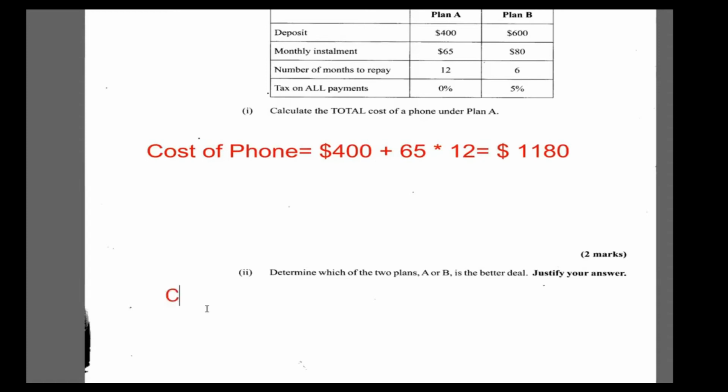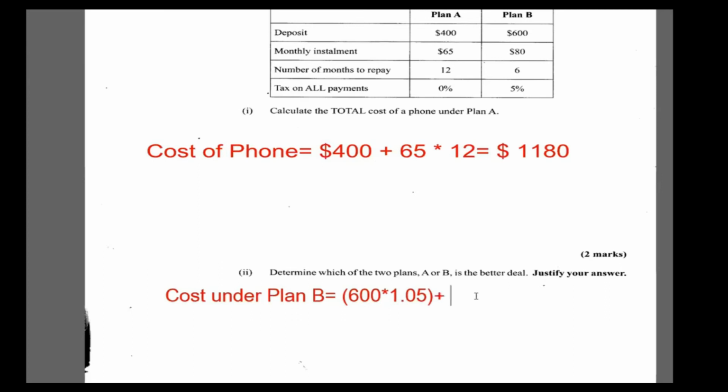So the cost under Plan B, it says you pay a tax of 5% on all payments. That means you're going to pay 5% on each monthly installment and 5% on each deposit. So what that means is first you're going to pay $600 times 1.05. Why did I put 1.05? Because you're paying 5% tax on the $600 as well.